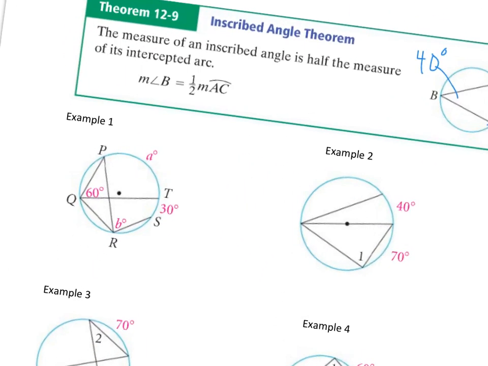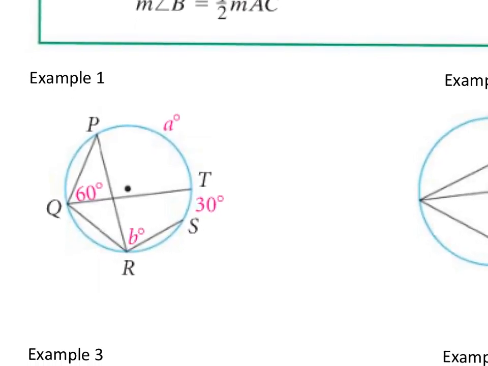So right here, example 1, you have angle B. The measure of angle B is going to be half of A, because A forms its intercepted arc. Or maybe A might be PT right here, and because this is 30, A plus 30 is going to be double what B is.